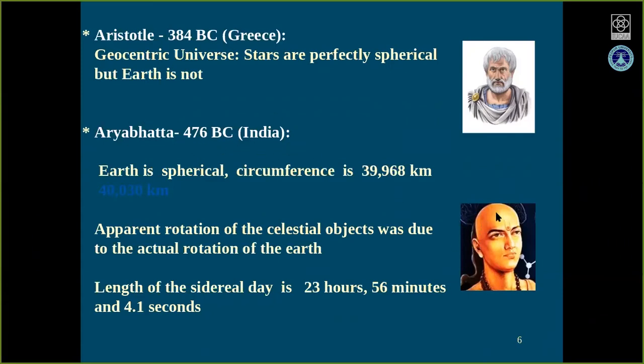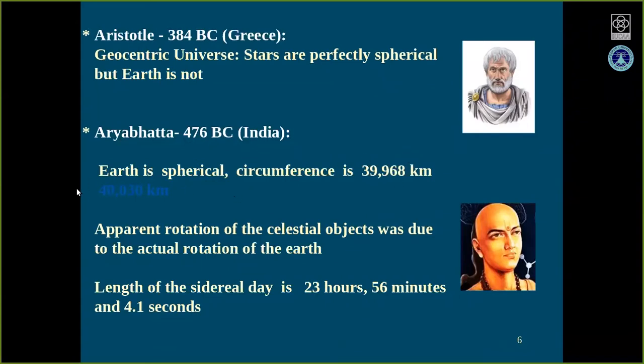Aryabhat, he is from Bihar, Nalanda. He's a very great mathematician and astronomer, right? By using trigonometry and different shadow methods, he calculated the circumference of our Earth, and he found that it is nearly 39,968 kilometers. He also predicted that our Earth is spherical, and this value calculated by Aryabhat in 476, you can say it is almost accurate.